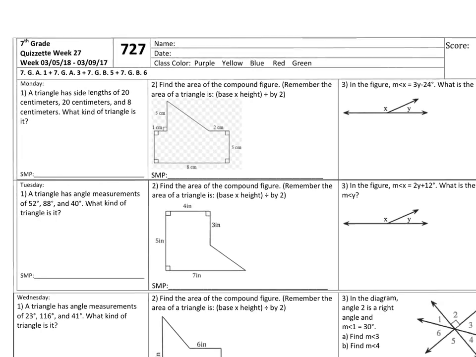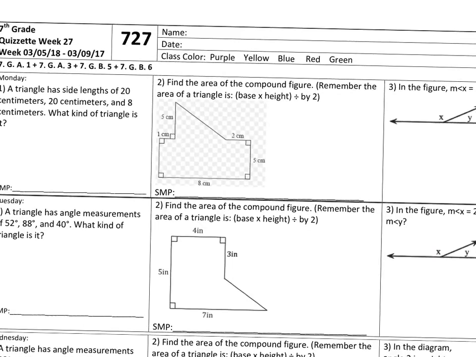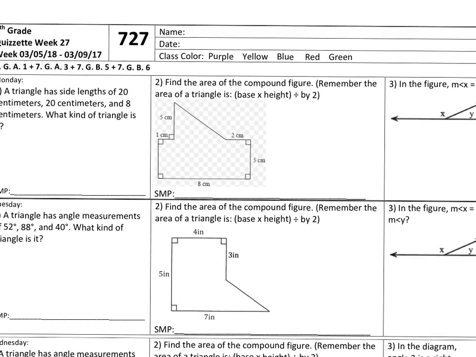Today we'll be watching a video on Quizzette 727. Please make sure that you write your last name, comma, first name, today's date, and that you circle the class color you are in. Today I'll say that I'm in green, and today's date is March 5th, 2018.